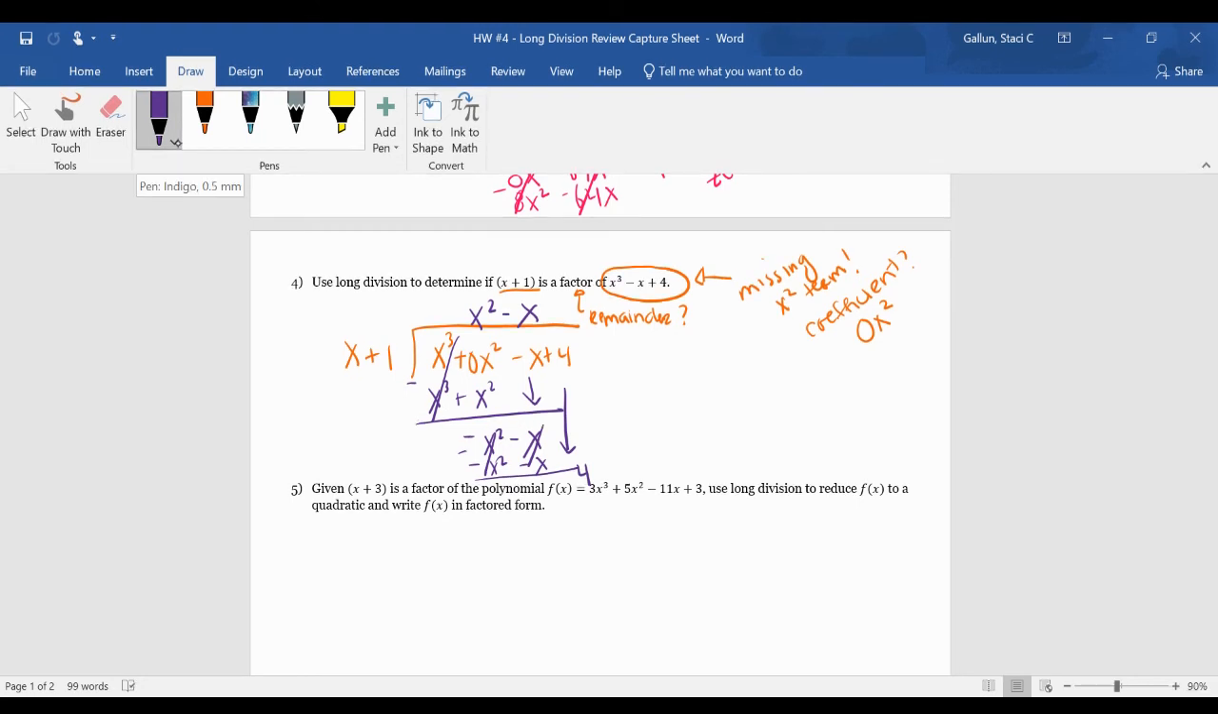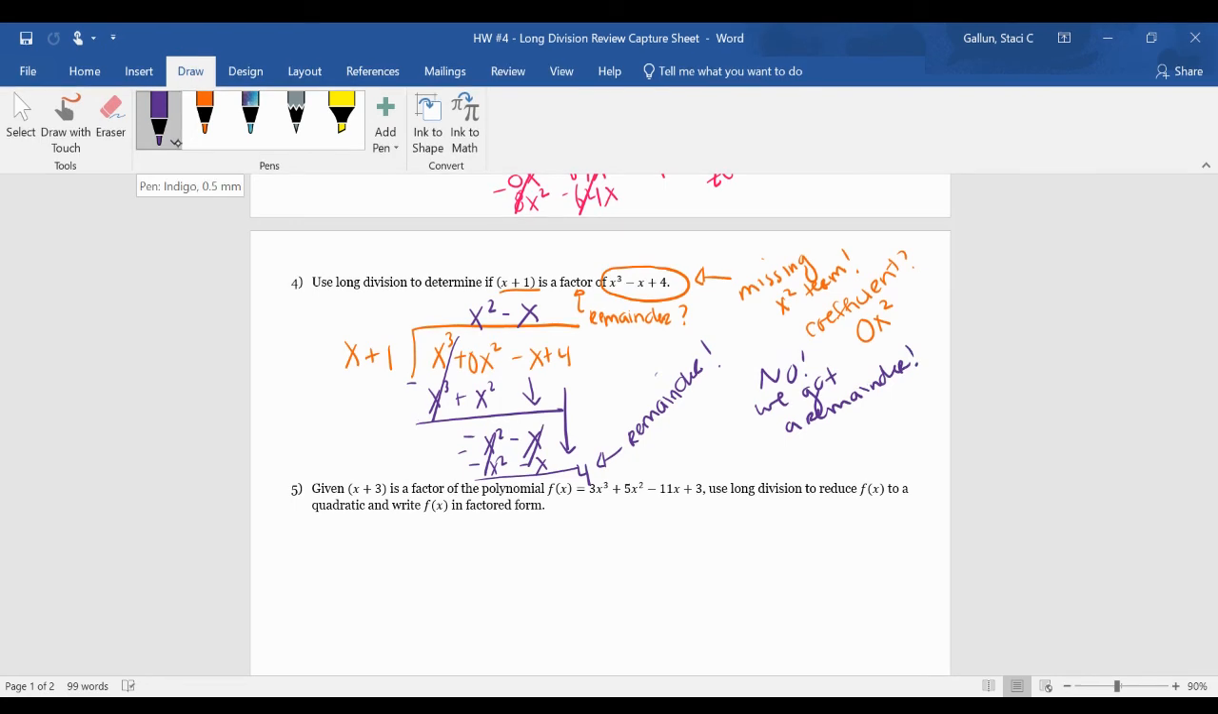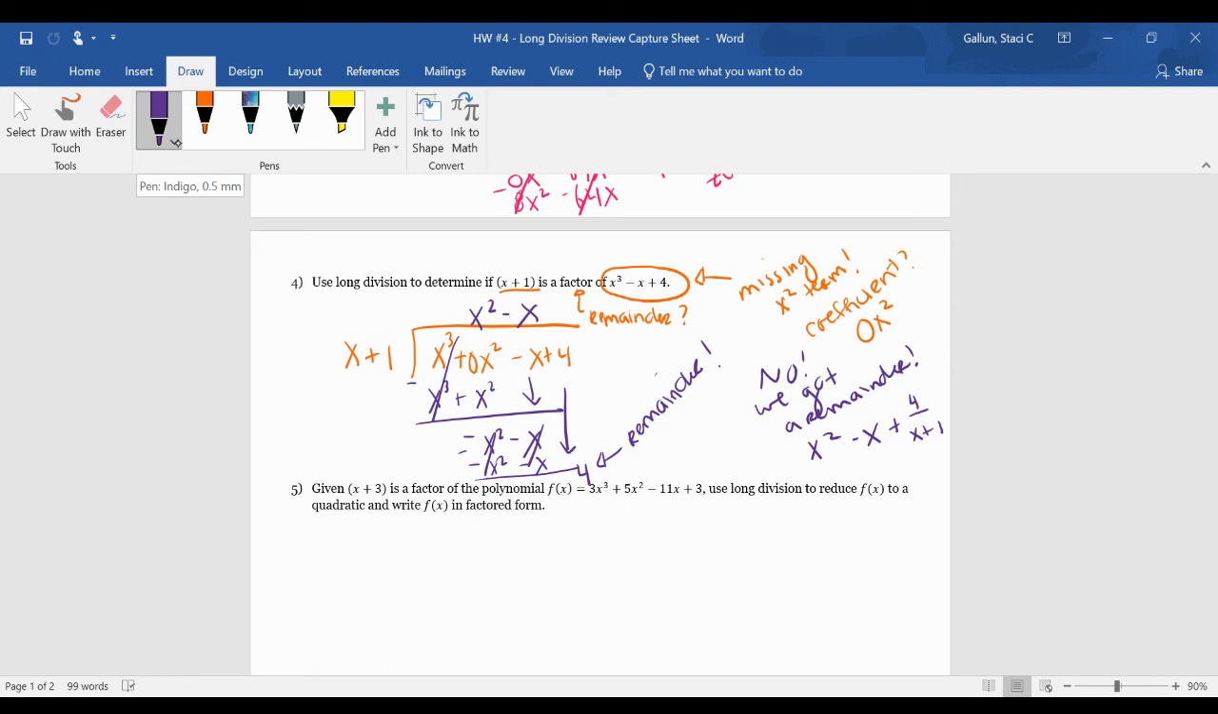Well, x can't go into 4 any times, right? So this right here is our remainder. So what is the answer to this question? Is it a factor? No. We got a remainder. Our answer, if we were going to divide this, which we did, we actually get x squared minus x plus 4 over x plus 1. Like it didn't divide evenly. It doesn't divide evenly, so no, it is not in fact a factor.